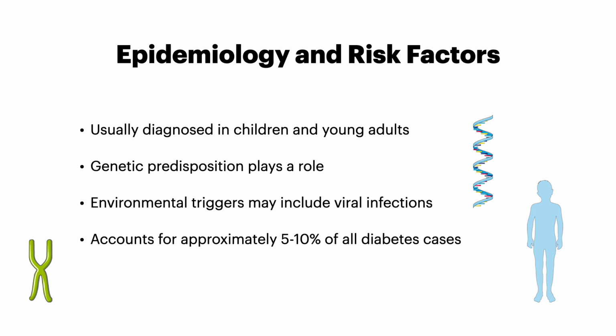Type 1 diabetes is usually diagnosed in children and young adults, although it can occur at any age. There's a genetic predisposition. If you have family members with type 1 diabetes, your risk also increases. Environmental triggers may include certain viral infections, and this can also play a part. And it accounts for approximately 5 to 10% of all diabetes cases worldwide.